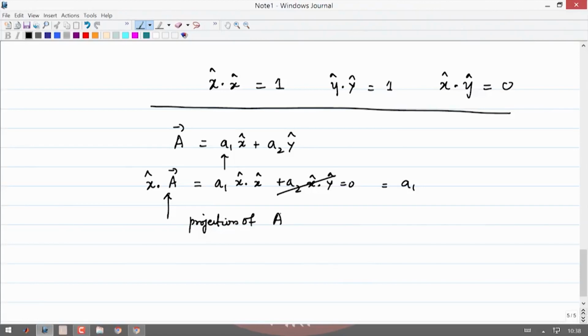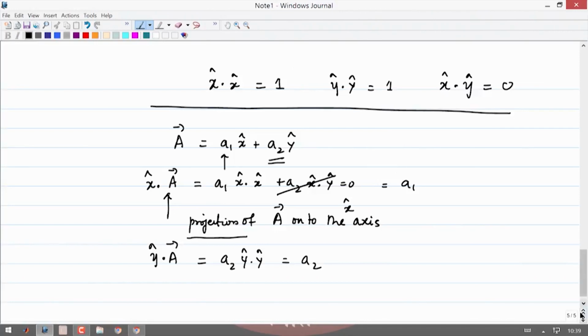Projection of A onto the x axis, and likewise for the component A2, it is the projection of A onto the y axis, which will give you A2 times y dotted with y, and that gives you A2. Therefore, these are projections, and the word projection is important also in a later context, therefore keep this in mind.